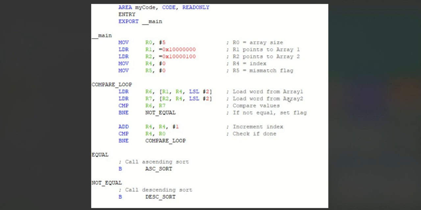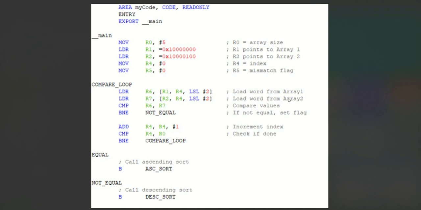Now let us start with the initialization. R0 stores the size of the arrays. Here we have given 5 elements. R1 and R2 hold the base addresses of array1 and array2 respectively. R4 is our index register. R5 is the flag for mismatch, initialized to 0.